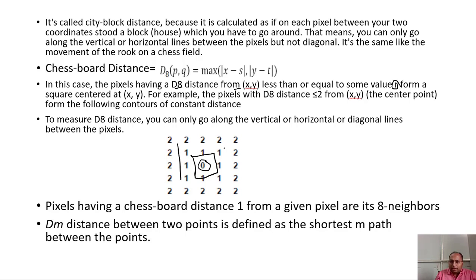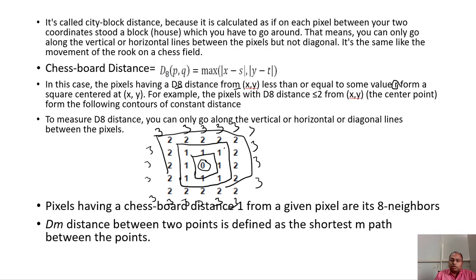Similarly, you can check the second type, the pixels having chessboard distance 2, they are also forming a square shape, right? If I consider the further pixels, after this row and this column, definitely they will have 3 as the distance between the different pixels. So again it is going to create a square type of shape. Is that fine?